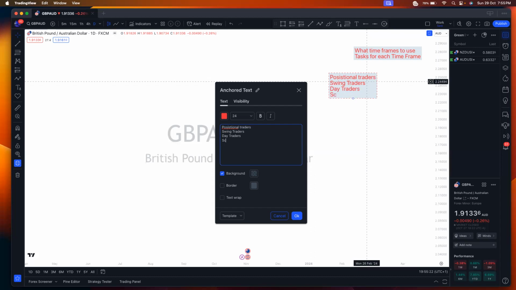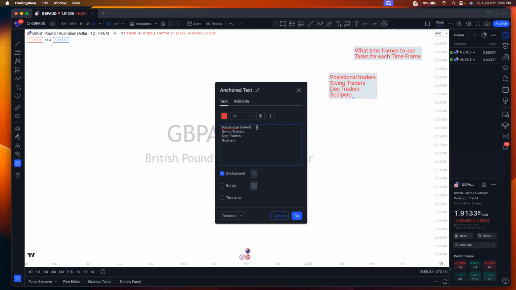Then the next is scalpers. Now, these are the lower time frame traders. This one requires a lot of focus, and you really need to know what you're looking for, because the lower time frames are actually very, very manipulative. If you don't know what you're looking for, it can get really, really noisy on the lower time frames. Do you understand?